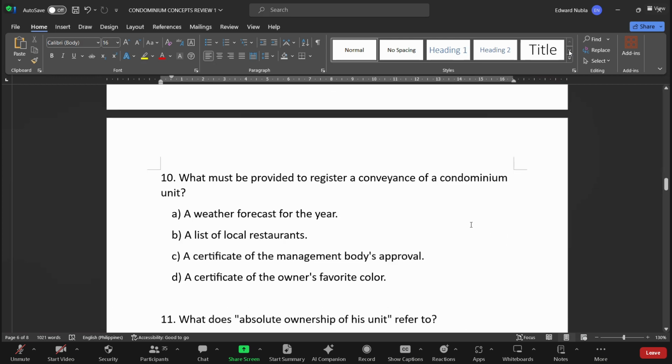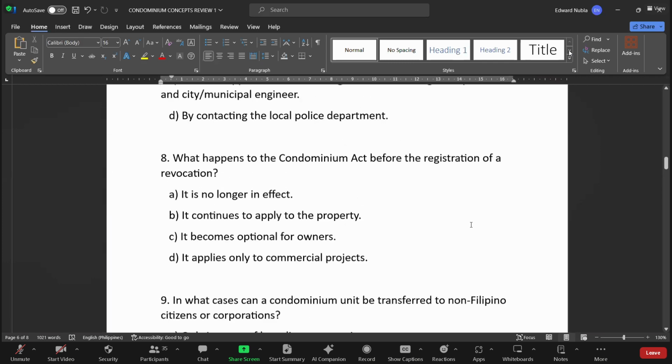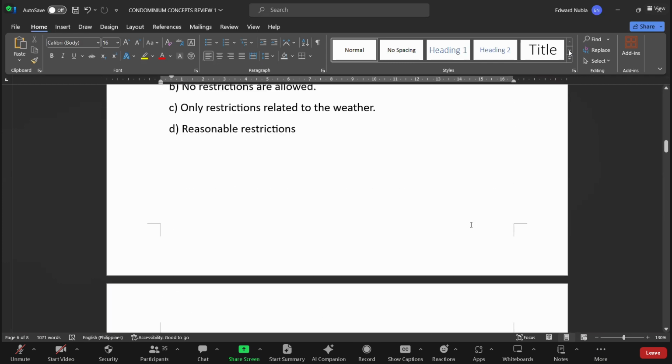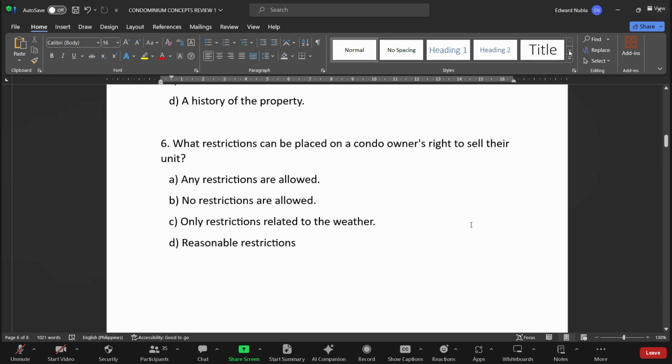Okay na yung number 10. Kuha na yan siguro. Number 6. Sir Jose, number 6. What restriction can be placed on a condo owner's right to sell their unit? Letter B po.